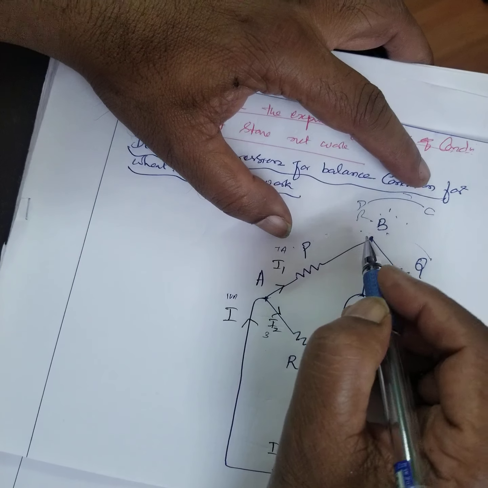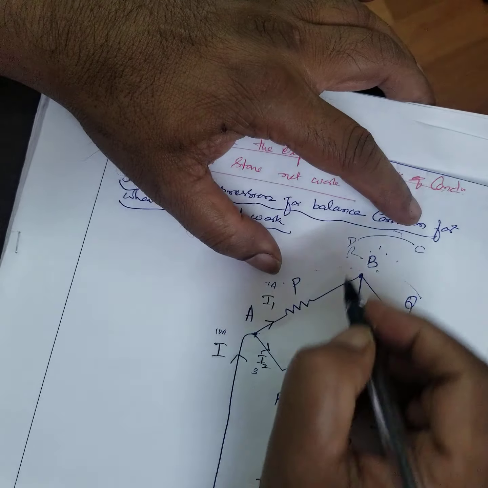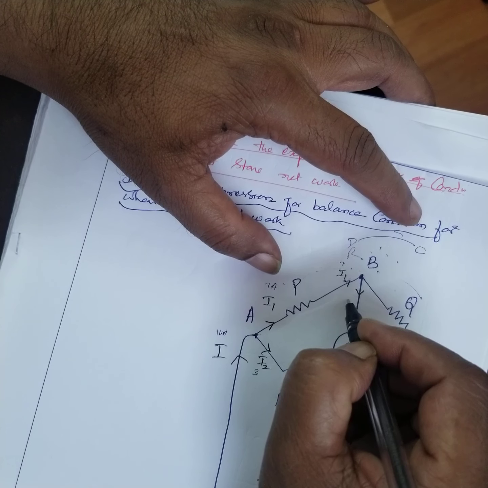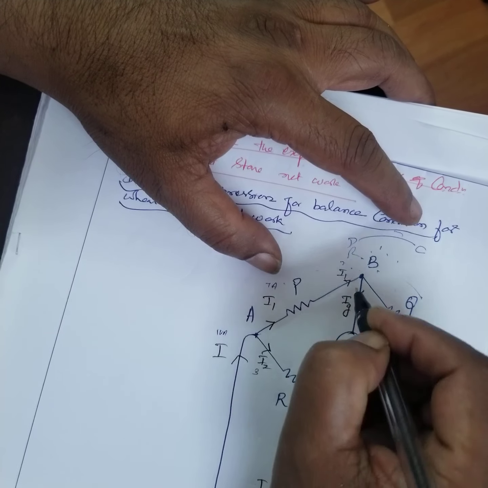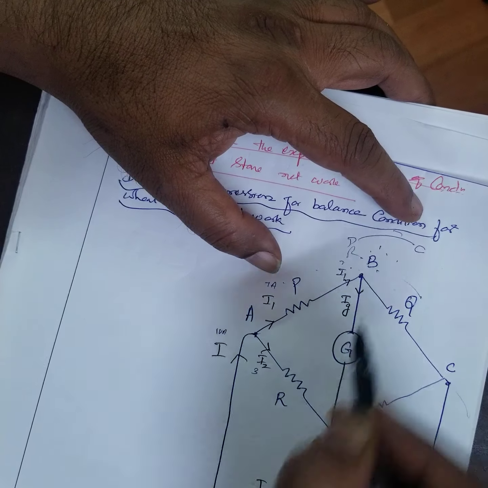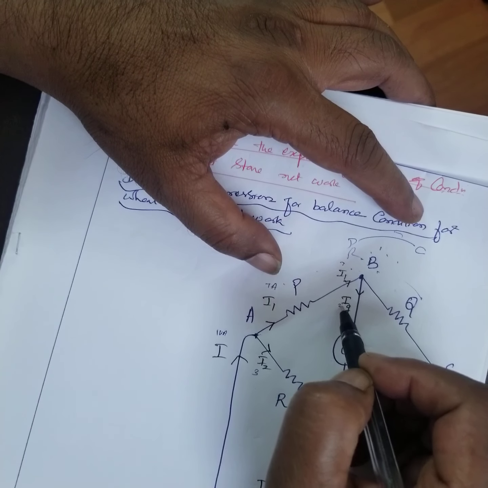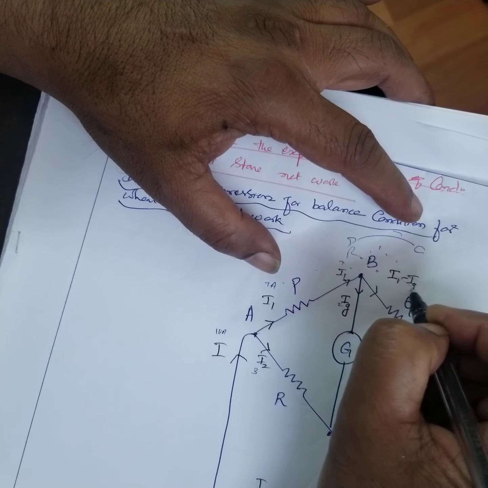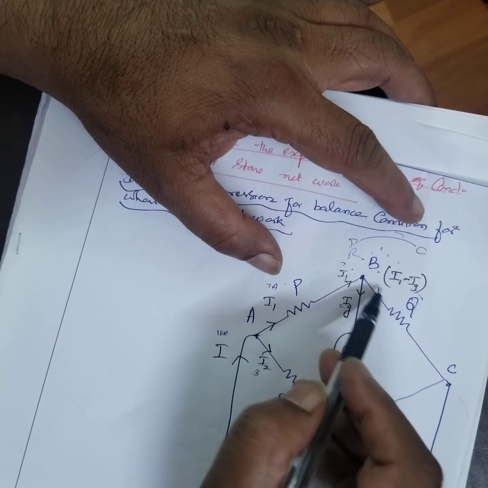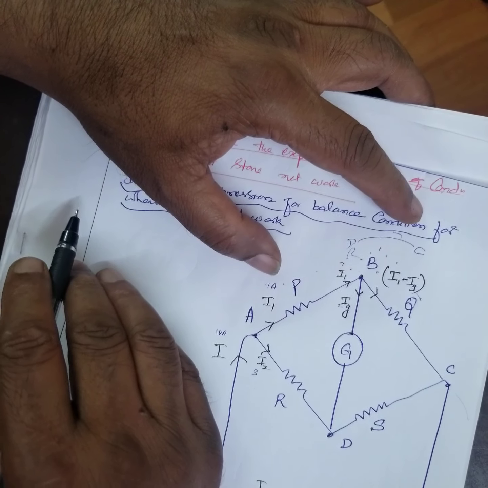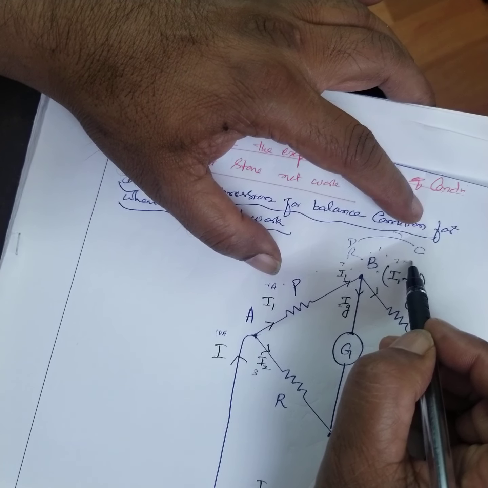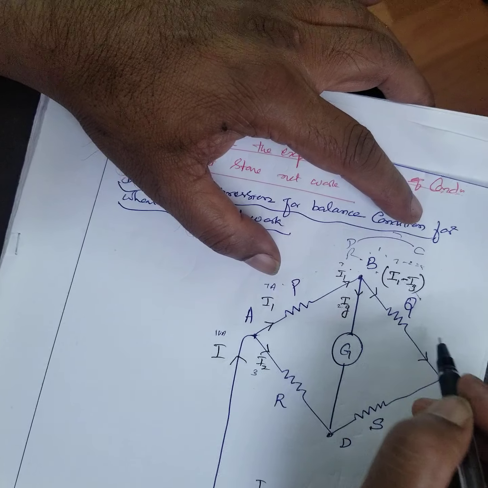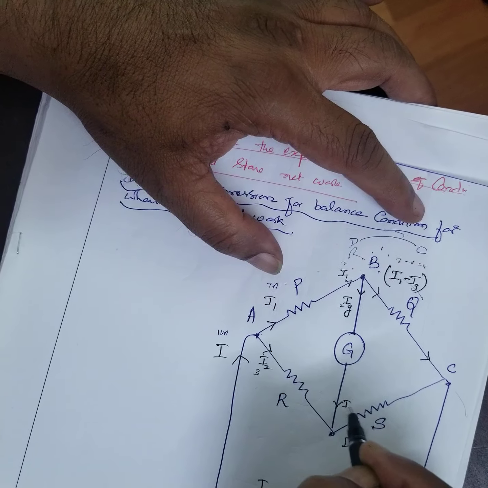Understood? The same I1, 7 ampere, is going here. Out of that, 2 ampere goes through the galvanometer. That is the current through the galvanometer, Ig, 2 ampere. 7 minus 2 is I1 minus Ig. It goes in this direction. That means 7 minus 2 is 5, the same 5 will be coming here. Here Ig is coming from this side.